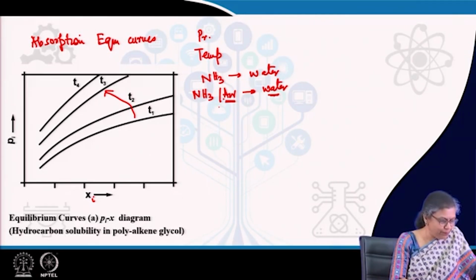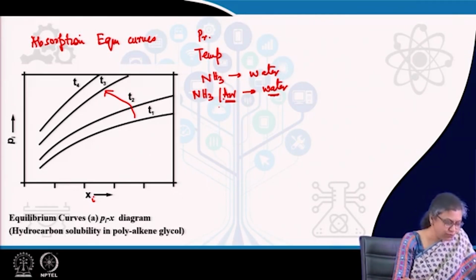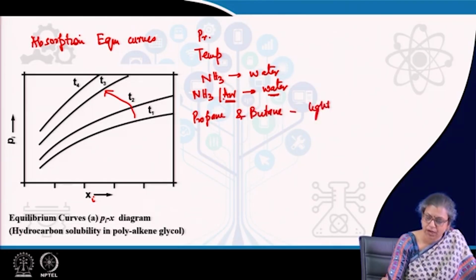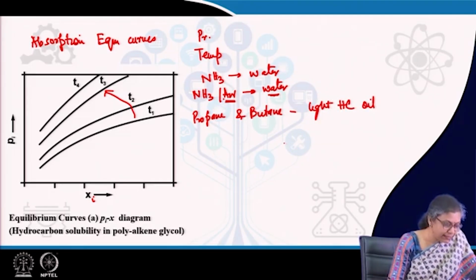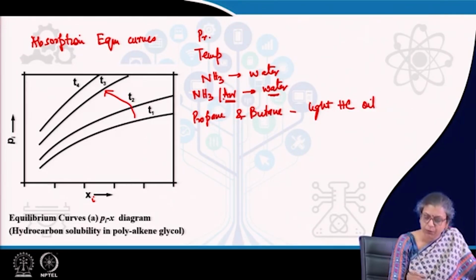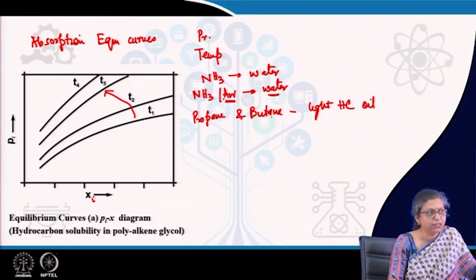Just as an example, suppose we have propane and butane. Both of them can be absorbed by, say, light hydrocarbon oil. For this particular case, each of the components forms an ideal solution. So, for propane, if we have this Pi versus Xi curve, that is going to be applicable for pure propane as well as in this particular mixture. The same thing is also true for butane as well.